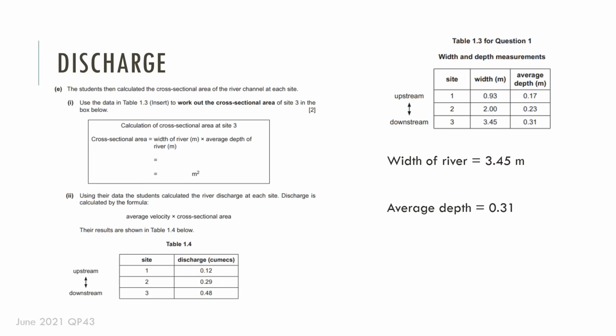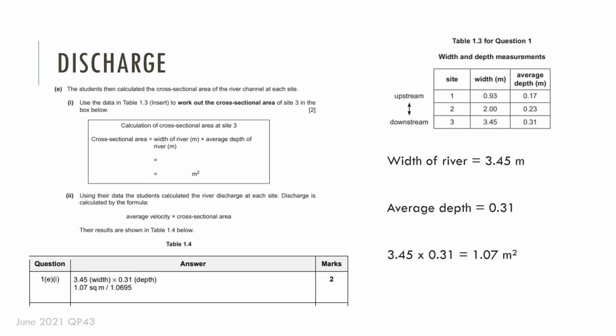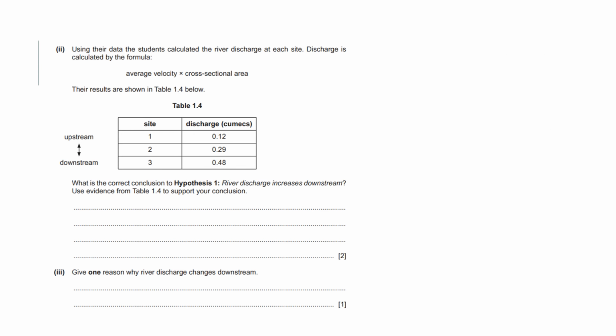So width of the river 3.45, average depth is 0.31 meters. Times those 2 together, you get 1.07 meters squared. So if you check out the mark scheme, there we go. Now, if you move on to the second part of this question, it explains how you would go about calculating the discharge. So they say here the discharge is calculated by the formula average velocity times cross-sectional area. And they've already done that for us, and they've given us some data.